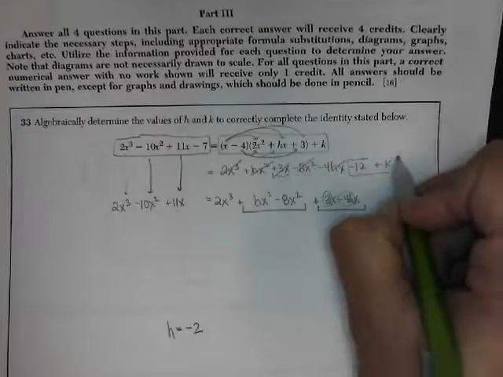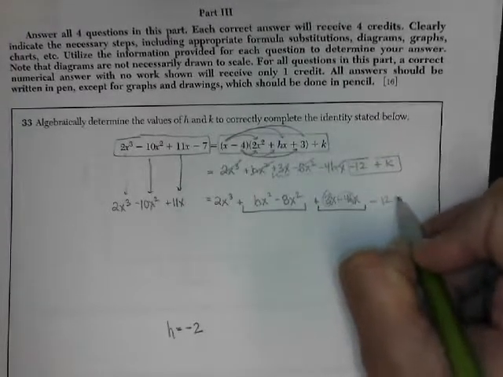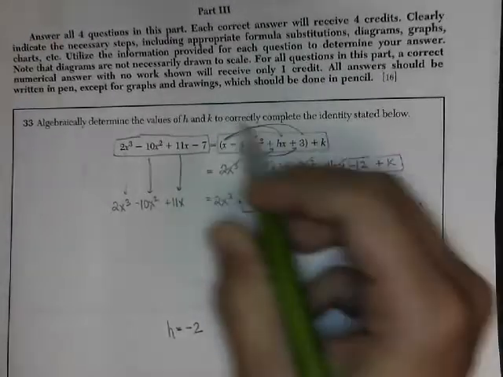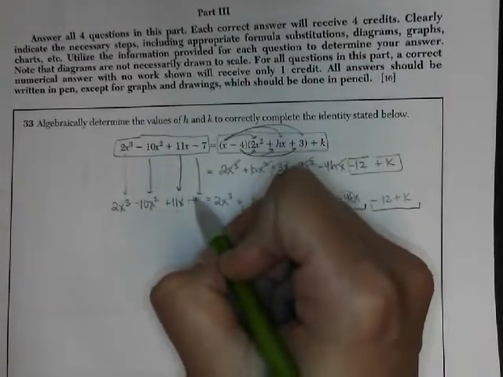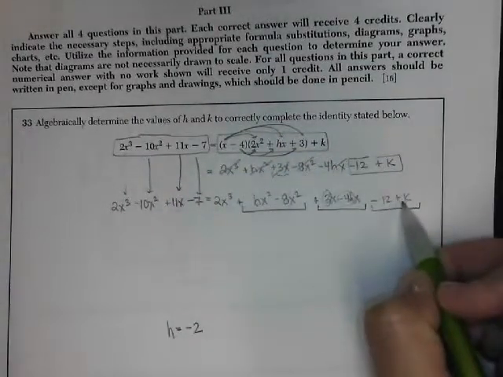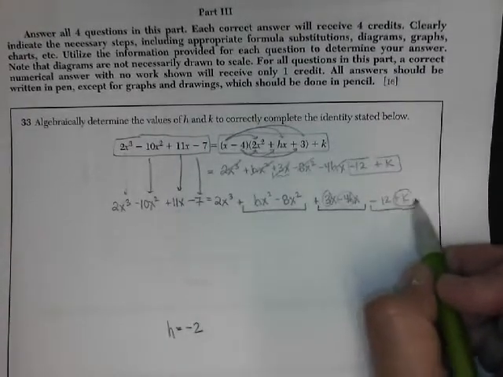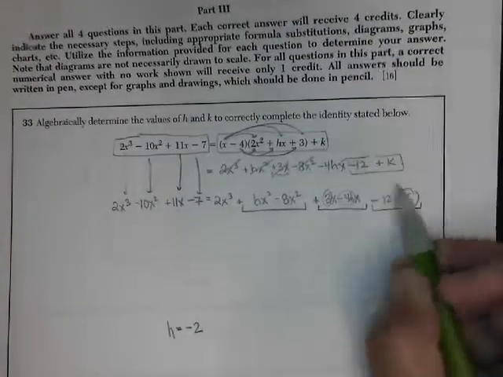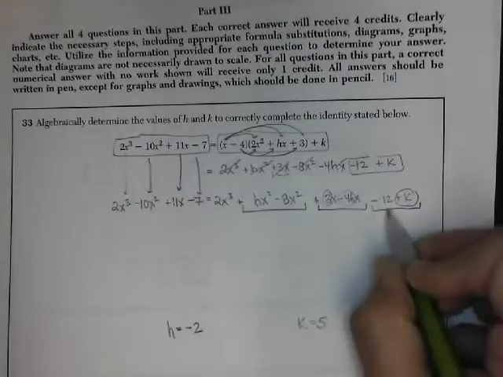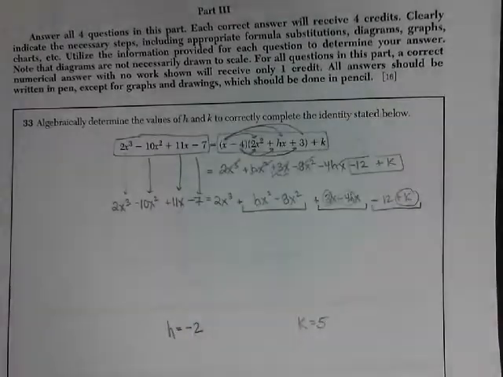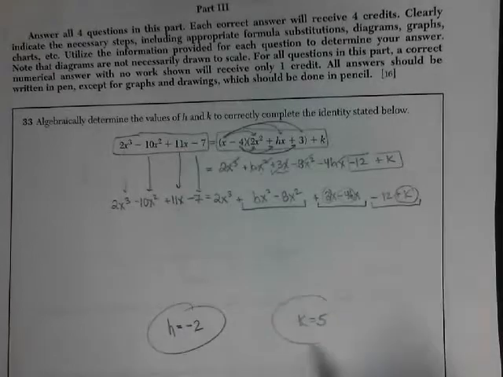And then our last term is going to be negative 12 plus k. That's going to be your constant. We want that to equal negative 7. So what would you have to add to negative 12 to get negative 7? And that's going to tell you that k needs to be a positive 5, because negative 12 plus 5 will be negative 7. And there are your answers.